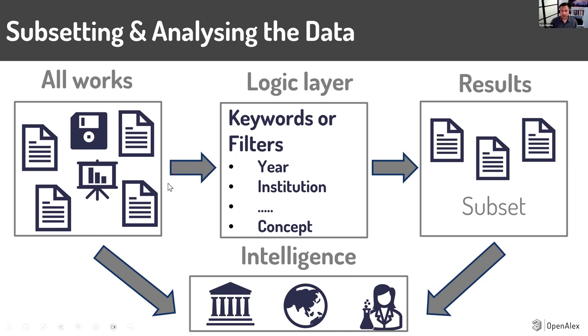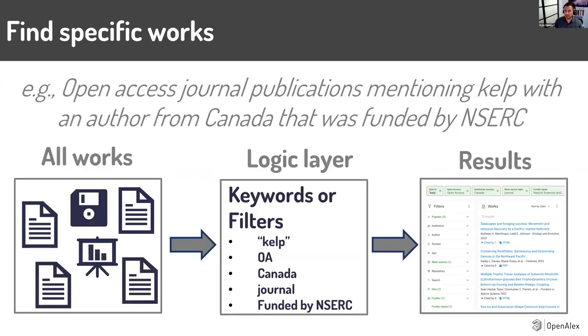And you can do this with the API or the GUI or the snapshot, but let me give you one specific example. Imagine you're looking for only open access journal publications that mention kelp, that have an author from Canada and were funded by NSERC. I chose all of this because this is my field. I'm a Canadian kelp ecologist, so I know this very well. And I encourage you all to do the same. When you start using OpenAlex, use a field you know very well so you can get a sense of how it's working.